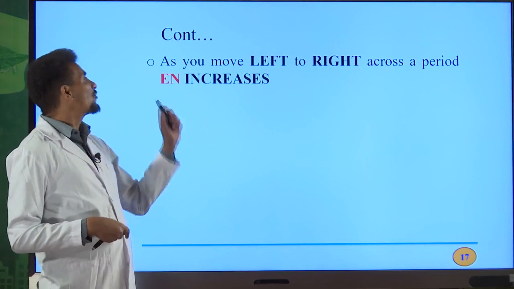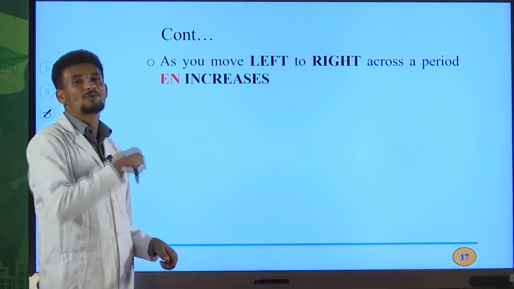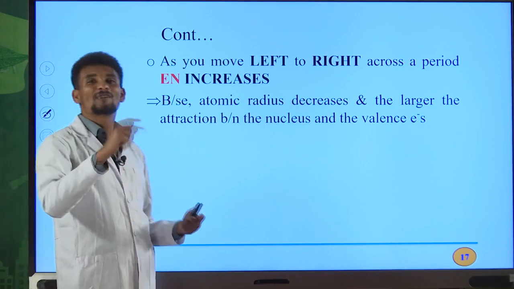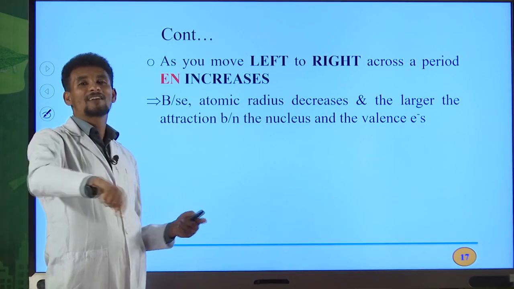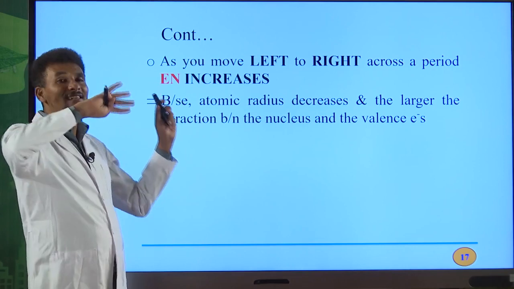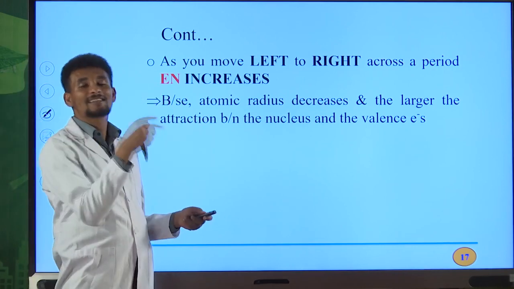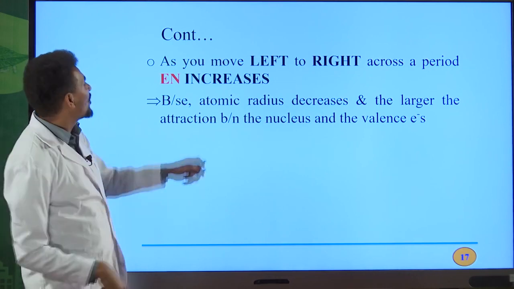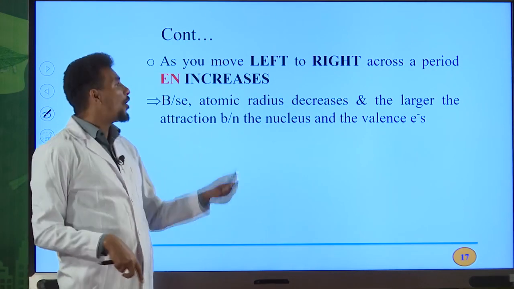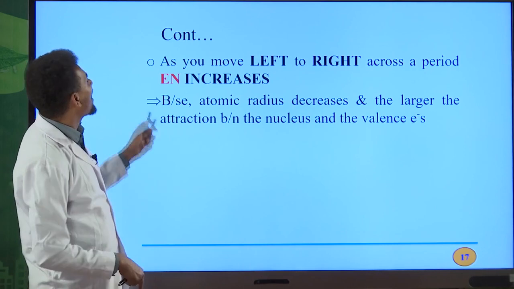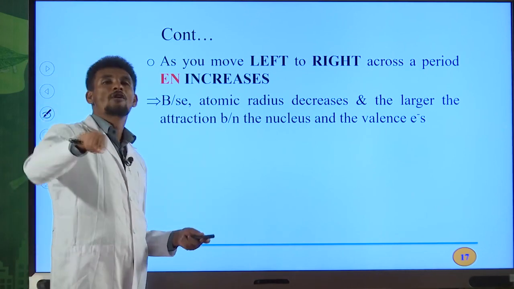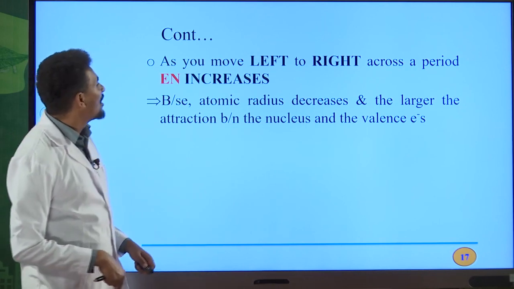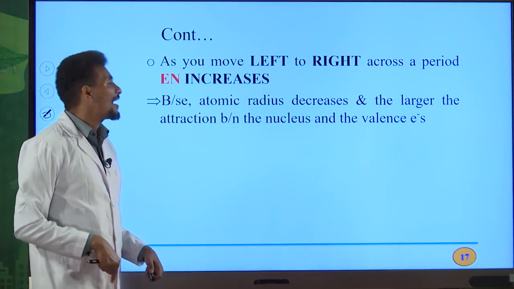Okay, as you move from left to right across the period, I told you that electronegativity increases. Why? Because atomic radius decreases. If atomic radius decreases, the attraction between the valence electrons and the nucleus, because of the presence of protons, increases. So because of this reason, remember that as you go from left to right across the period, the electronegativity of the elements increases.